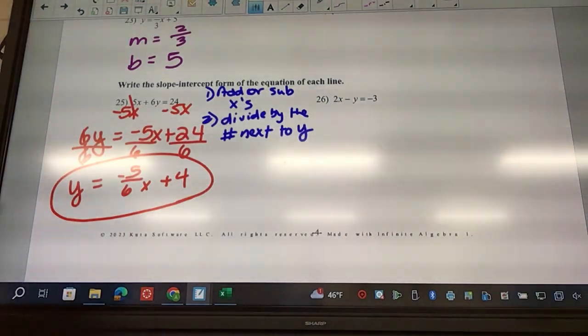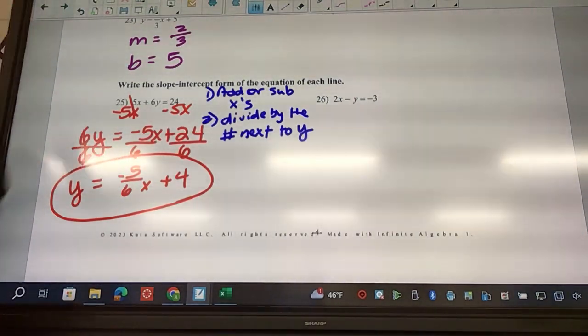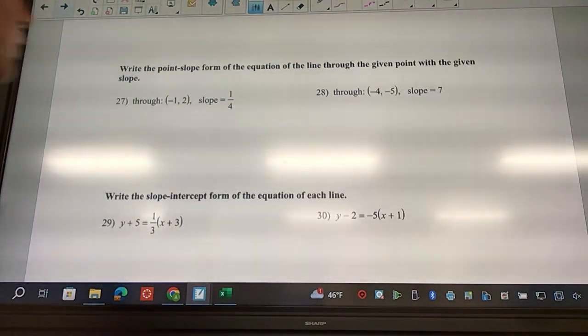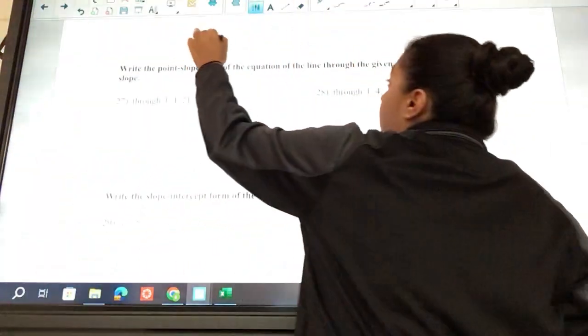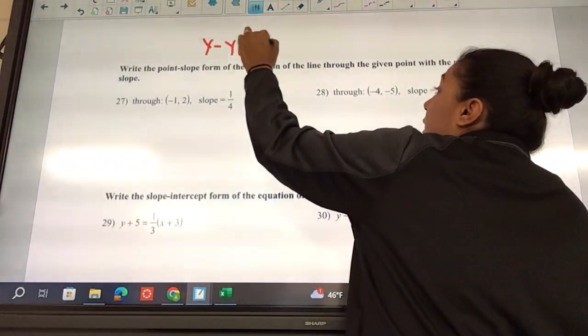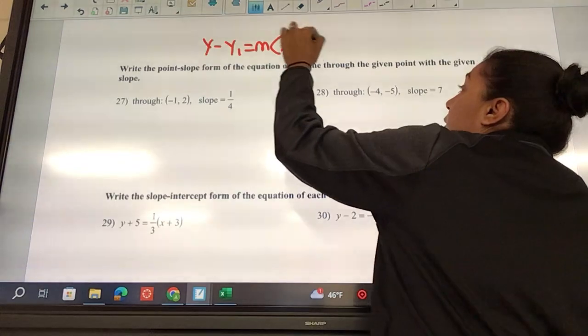And scroll. Okay, 27, write the point slope form. So this one's going to look like y minus y1 equals m times x minus x1.